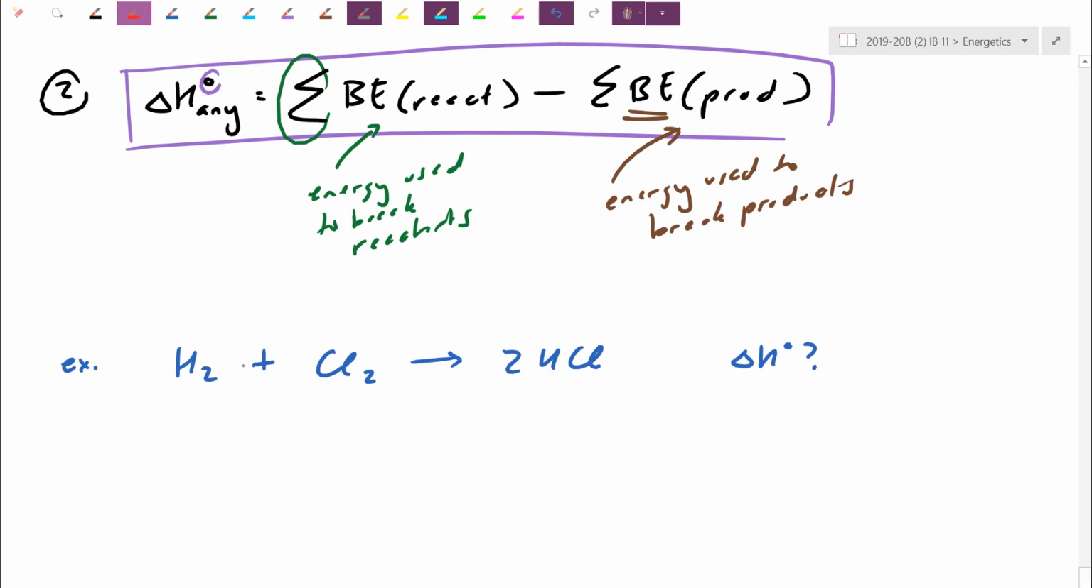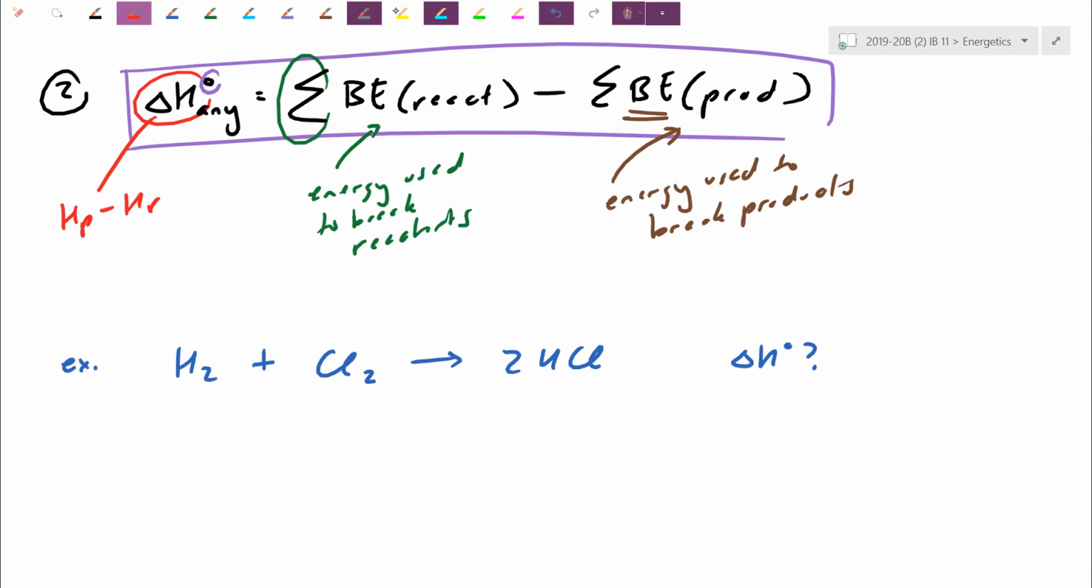You might not know exactly how much energy we have before or after, but over the course of the reaction, looking at what bonds formed and what bonds broke, you should be able to figure out the overall delta H. This formula does have to be reactants minus products, even though delta H is still the enthalpy of products minus the enthalpy of reactants. So we're always interested in, over the course of the reaction, did I gain energy, endothermic? Did I lose energy, exothermic?